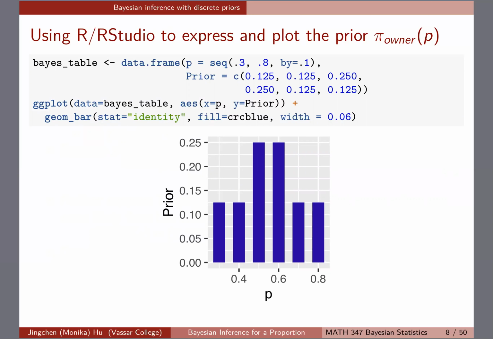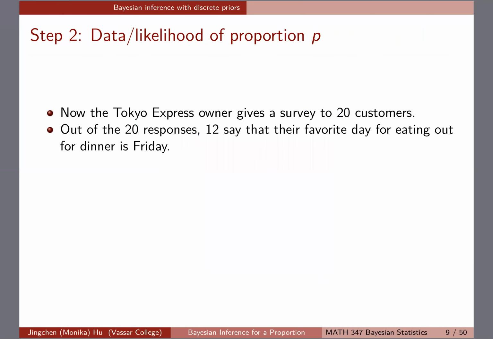But here we're trying to plot this particular prior distribution. And remember, we're saying that we have 6 different possible values. So this is a bar plot here, from 0.3 to 0.8. And we're saying that the middle two, 0.5 and 0.6, are twice as likely. Okay? So this bar graph is showing us that. All right, so that's for the prior part.